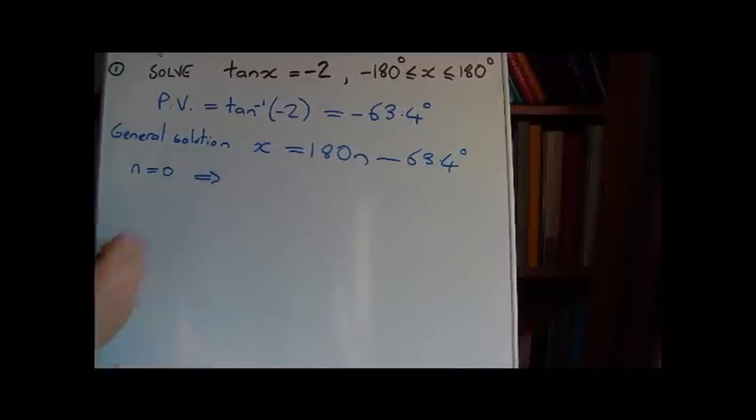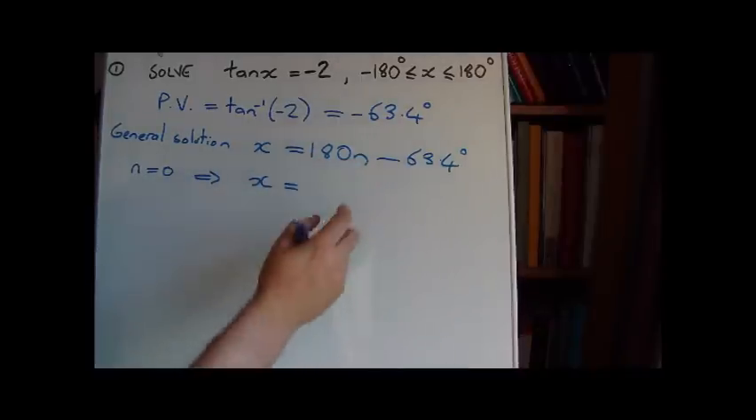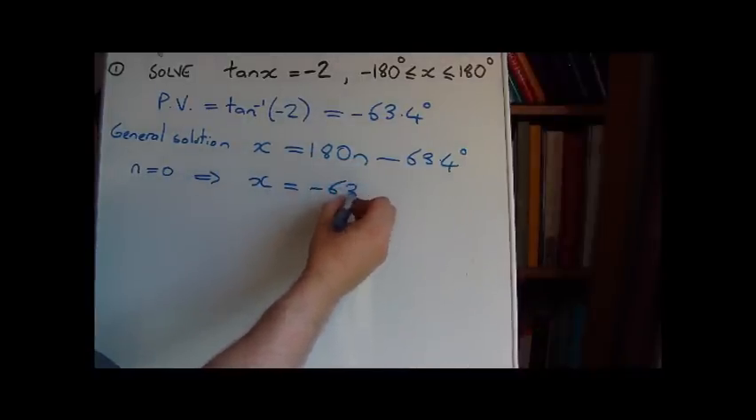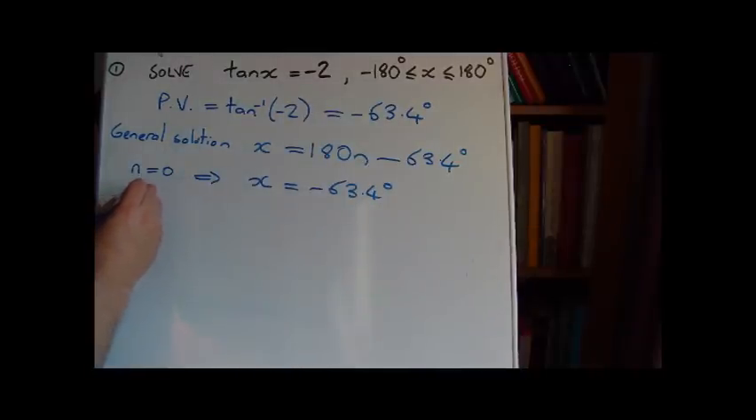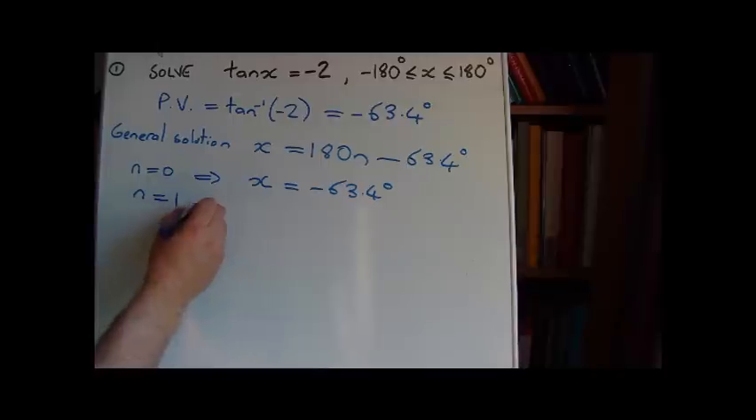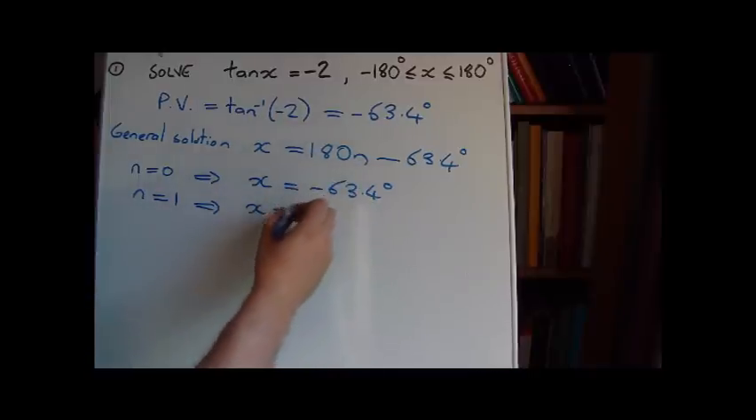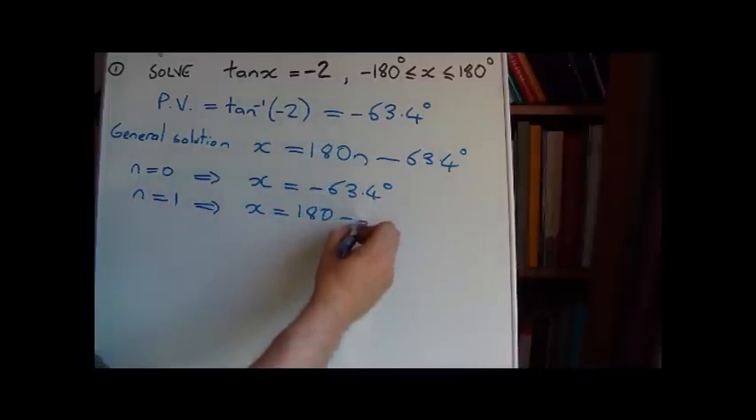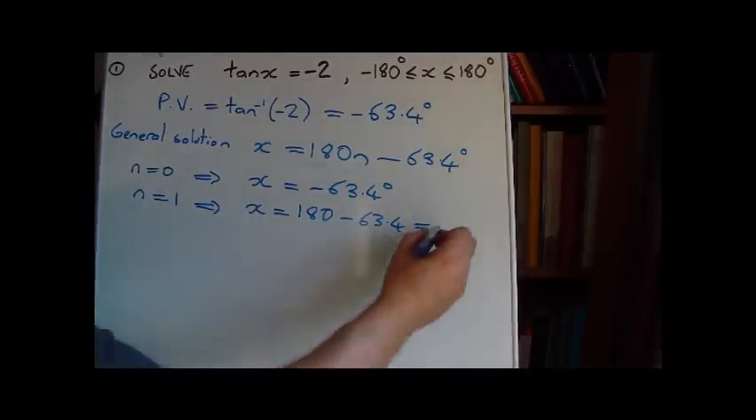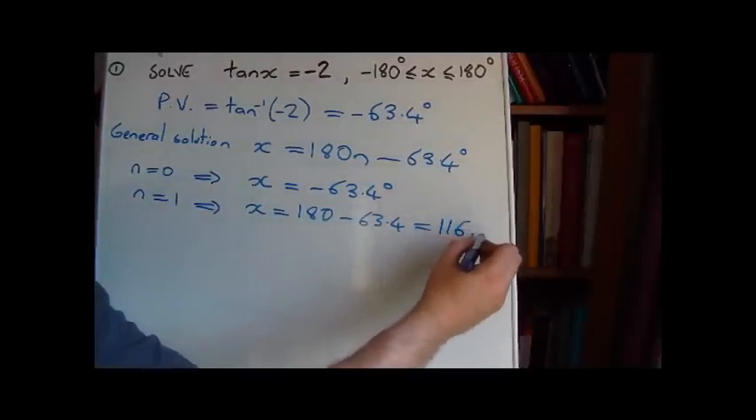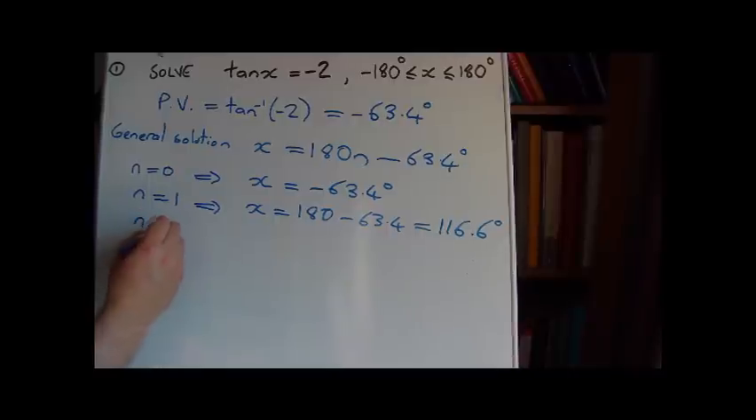So if we put n as 0 into this, we'll get a solution which is 0 minus 63.4. So that's giving us that value. That's within the interval, so it's acceptable. N equals 1 will give us x equals 180 minus 63.4, and to one decimal place that's 116.6 degrees.